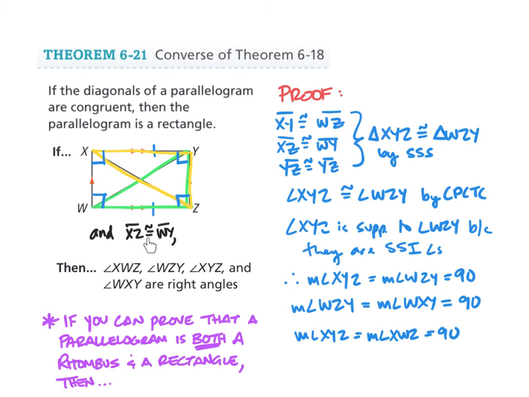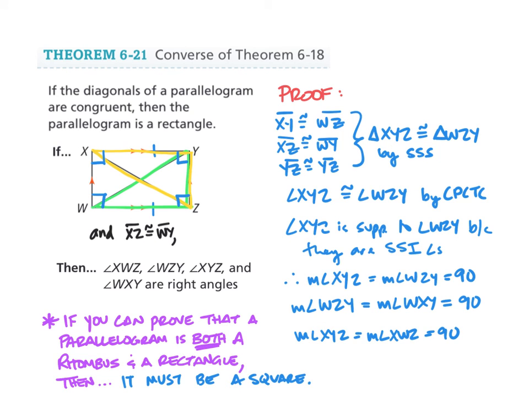Now, one thing to keep in mind is we also talked before about squares. We talked about how a square has all the properties of a rhombus and it has all the properties of a rectangle. So what that would indicate is that if you want to prove something is a square, you must prove that it is both a rhombus and a rectangle. So to finish this statement, if you can prove that a parallelogram is both a rhombus and a rectangle, then it must be a square.